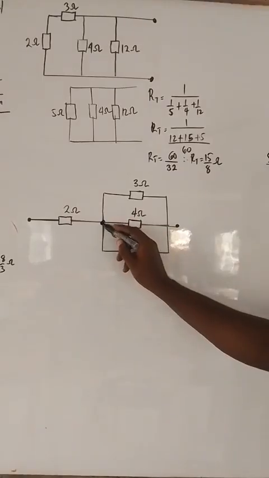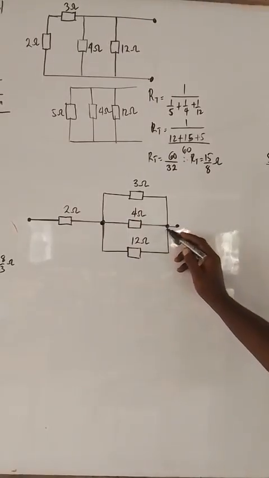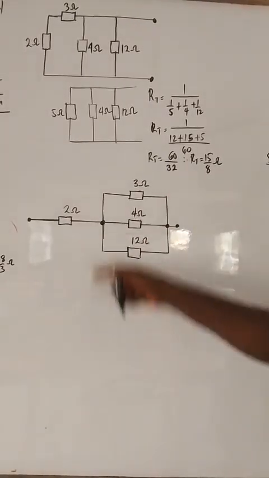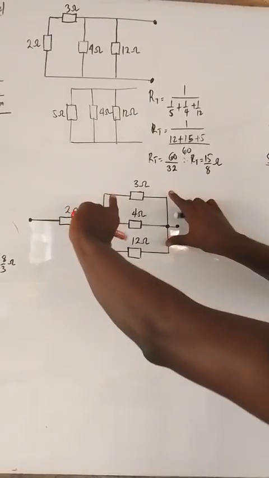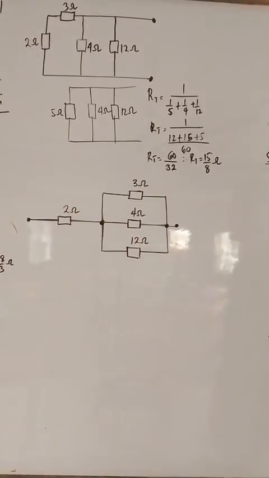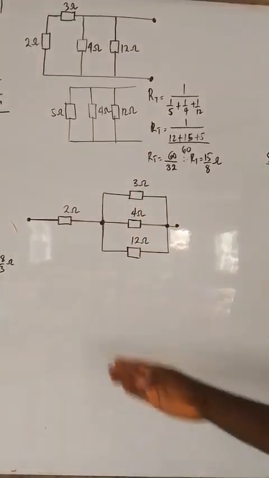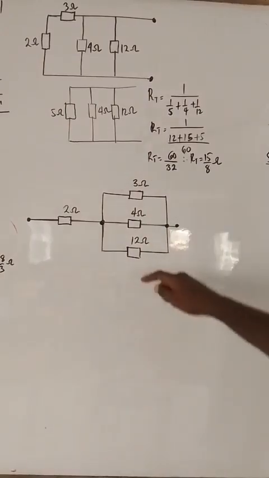For this second one, these 3 resistors are in parallel, obviously. Why? They are between these 2 nodes. They share the same node. All their ends, all their terminals are connected together. So for this one, the best is let's do the parallel first, then the series. So let's join this one in parallel.